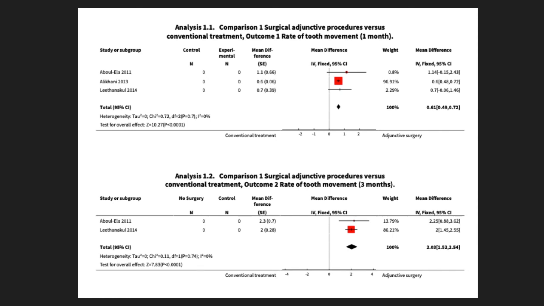But this effect is transient for 3 months, which means that in the 3 months we can have 2 millimeters more in the surgical group than the conventional treatment group, and this is statistically significant. But this is all the acceleration, because the acceleration is transient for 3 months.